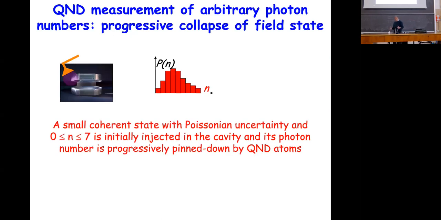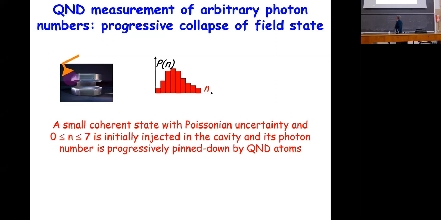First of all, you have to prepare a field in the cavity. The way we prepare it is to use a classical horn here, which sends a pulse of microwave. I told you last week that a pulse of microwave is a coherent field, which has a Poisson distribution of the photon number. So I choose a very small pulse, with a photon number varying between 0, 1, 2, 3, 4, 5, 6, 7, something like that. And it has a maximum around 3 or 4 photons.